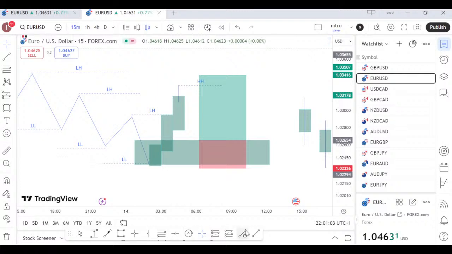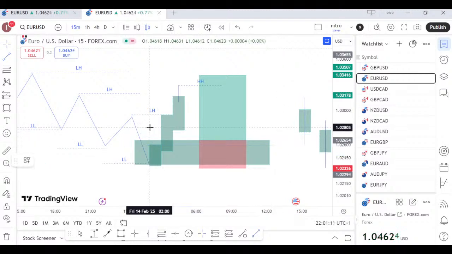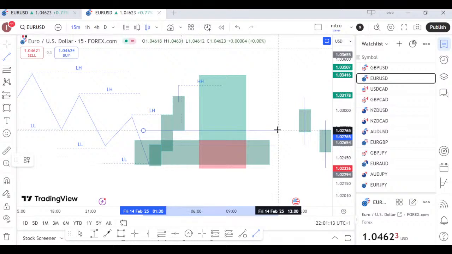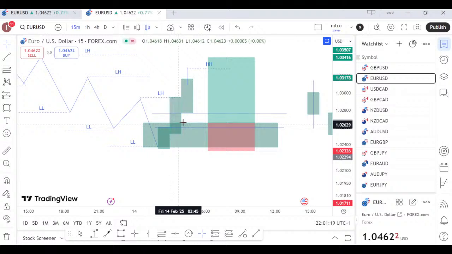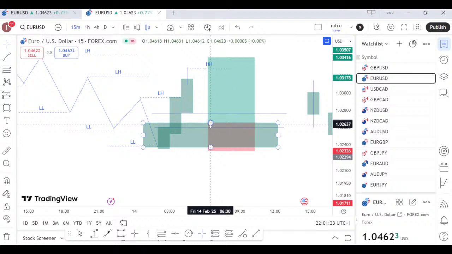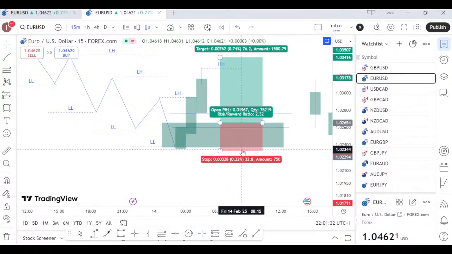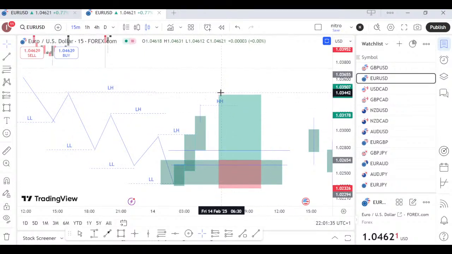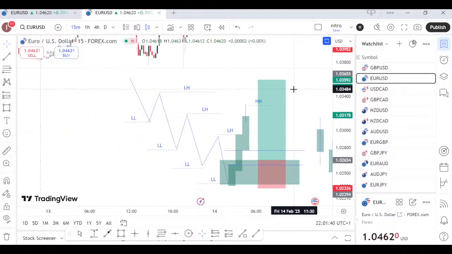Now, let's draw a fair value gap. This is your fair value gap. And you can see your fair value gap falls within your best discount zone, and it's within an order block. All you have to do is take your buy, and then your stop loss is just directly below this previous low. That is all, and aim for the previous higher high. That is just it.